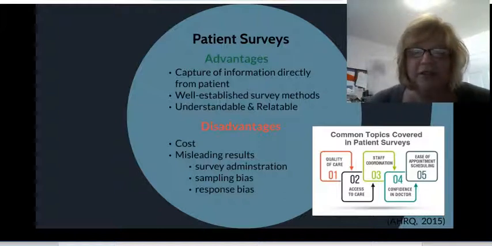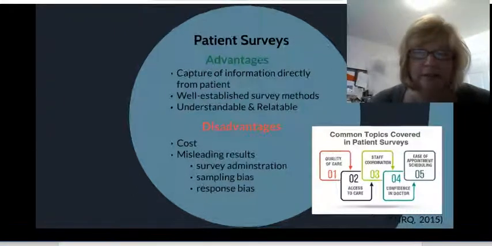Advantages of patient surveys are that they capture information directly from the patient. The survey methods are well established, and the questions are written in an understandable and relatable format. Disadvantages include, again, cost, as they are often mailed to patients, as well as the potential for misleading results due to survey administration, sampling bias, and response bias.